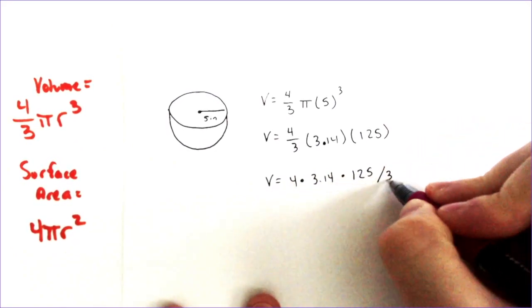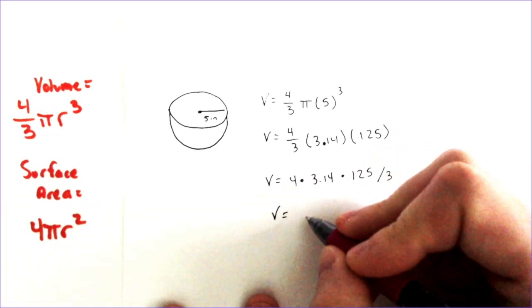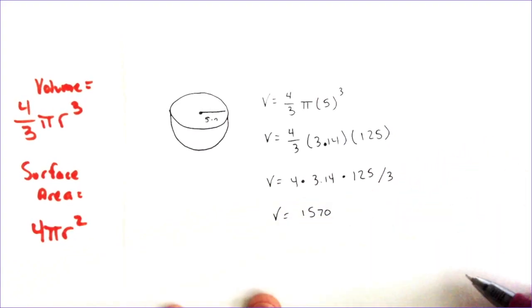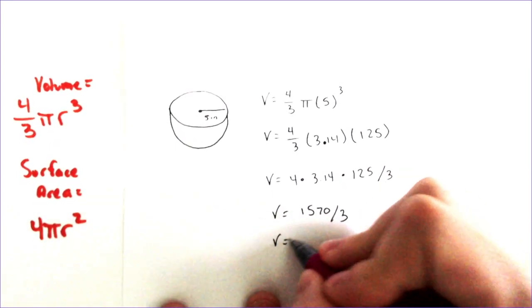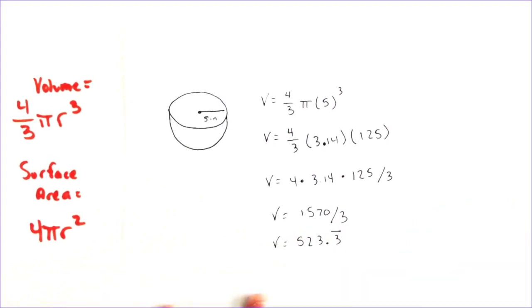And then divide by 3 when I'm done with that. So 4 times 3.14 times 125, I get, surprisingly, a whole number, 1570, and then I divide by 3. And I get, for my answer here, 523.3 repeating. Now, we're not done.